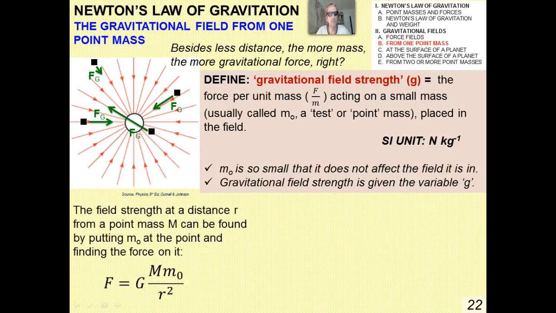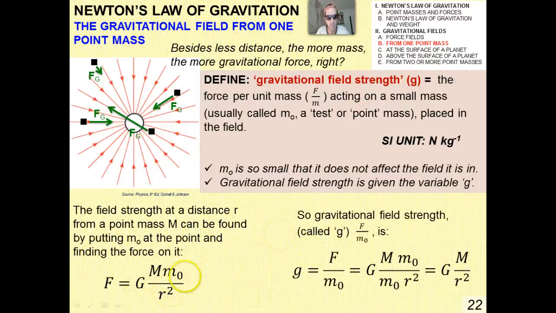Now, the field strength at a distance r from a point mass m can be found by putting m naught at that point and finding the force on it, because it's the force per unit mass. So if F is G m m naught over r squared, and little g is F over m naught, if I divide this expression by m naught, the m naughts cancel out, and I get g equals G m over r squared. And this is a universal expression for the gravitational field strength, a distance r from the center of any mass m. Okay, that is the gravitational field strength.